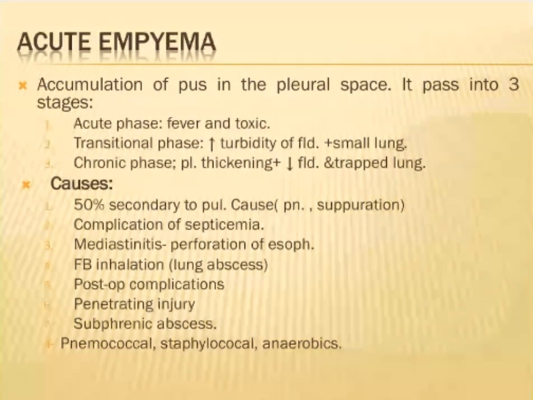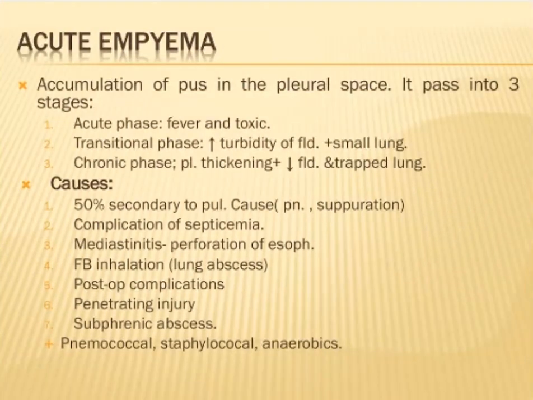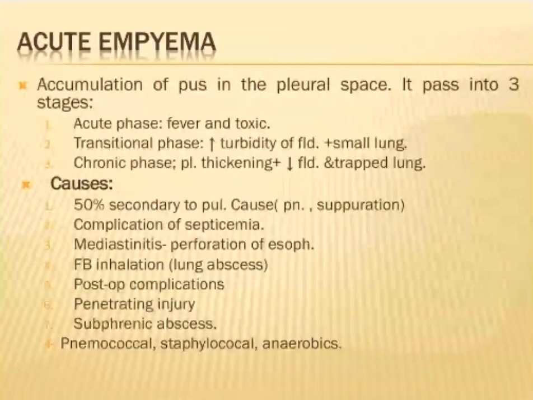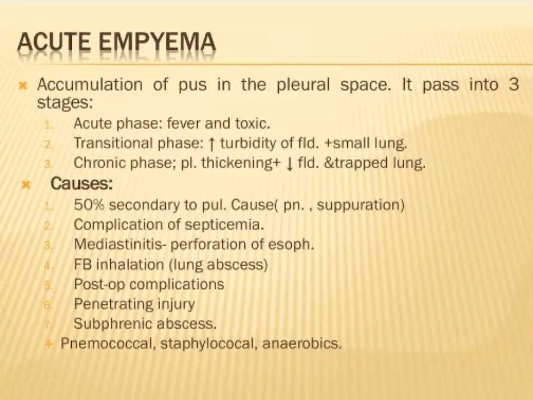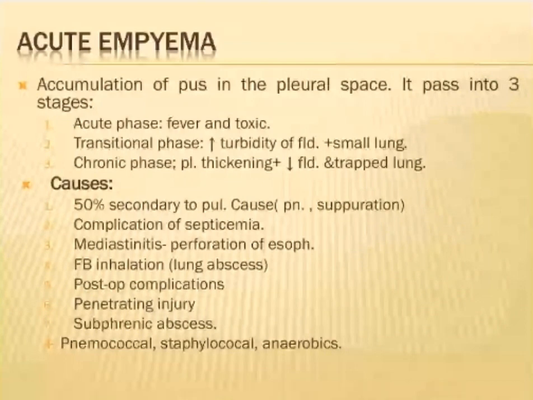The causes of empyema: 50% are secondary to pulmonary causes, either due to pneumonia or suppuration of the lung, due to leakage to the pleural cavity, or maybe as a complication of septicemia. This is another focus of infection, either in the liver or in the spleen or anywhere in the body, leading by blood transmission to the pleura and the formation of empyema.